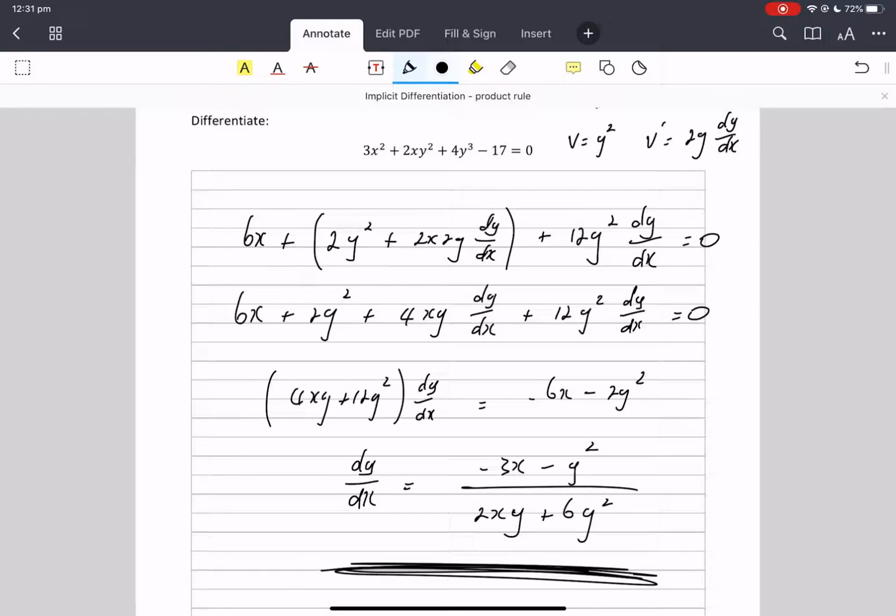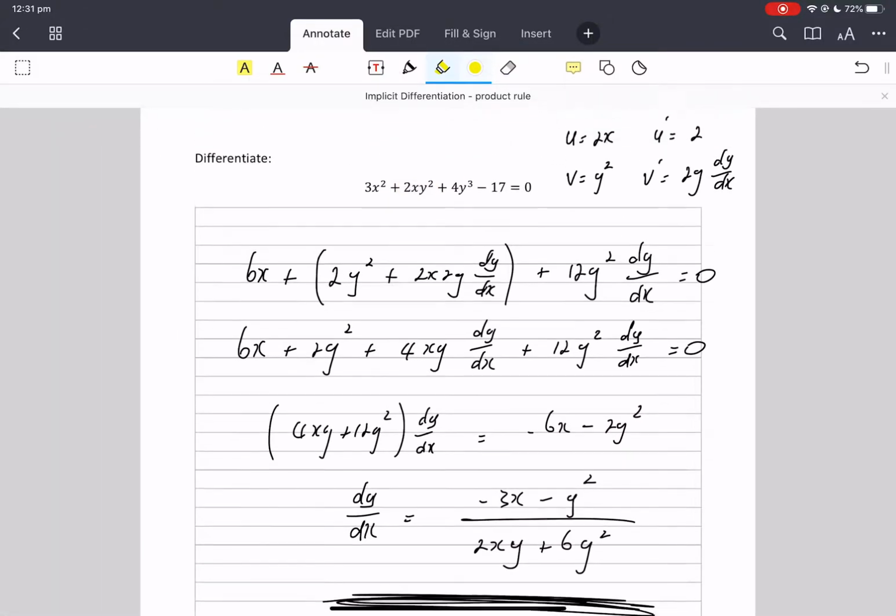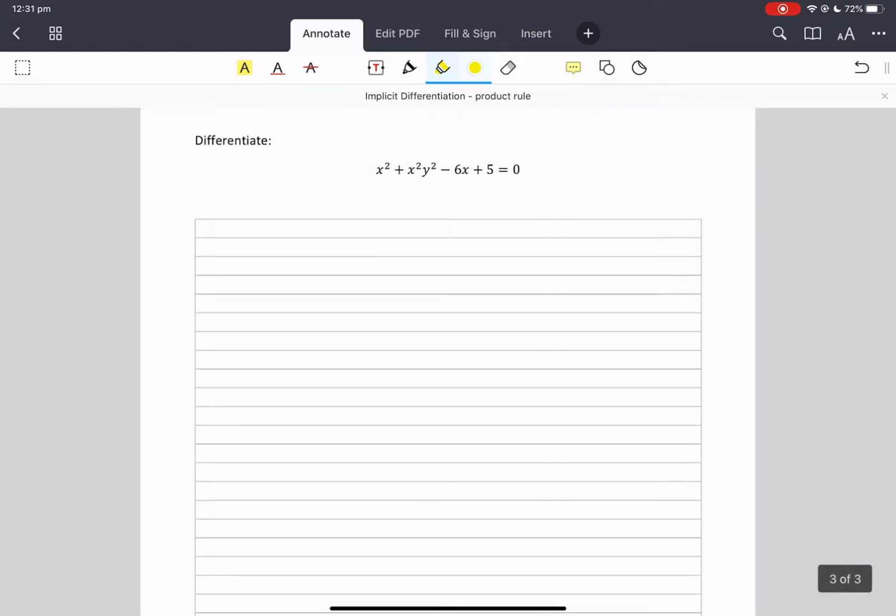Not really all that hard, but please have your radar out for these y's, implicit differentiation. Please have your radar out for the product there. The product rule can just trick you up, so don't rush, take your time. Okay.